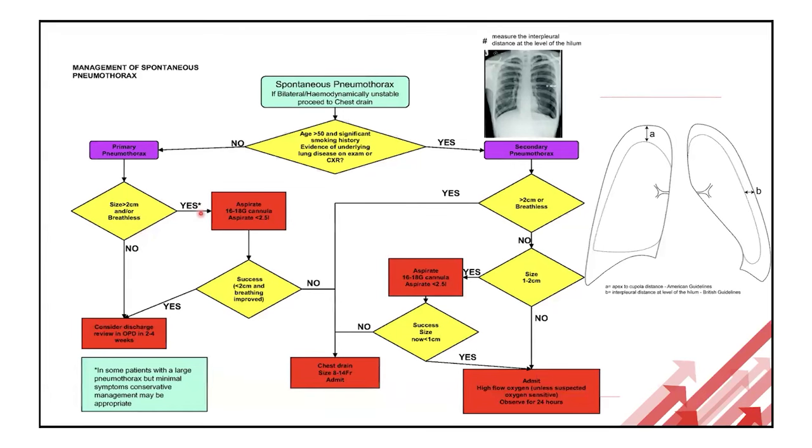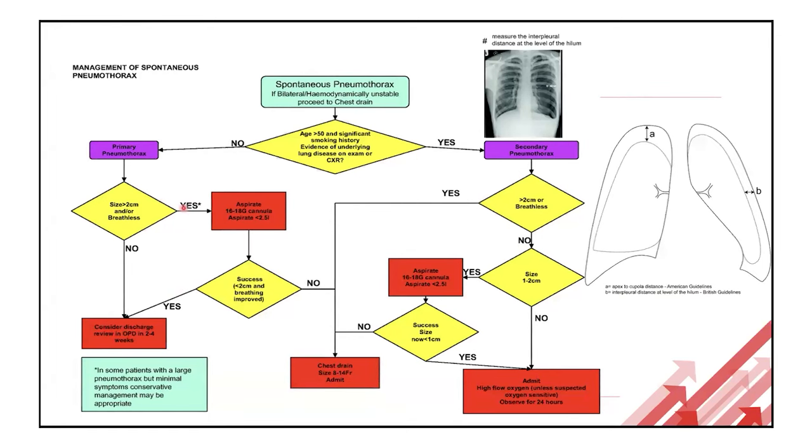So if the size is less than 2 centimeters and your patient is not breathless at all, you want to consider discharge and review your patient in the clinic in 2 to 4 weeks with a repeat chest x-ray, okay? This was the 2010 guidelines for spontaneous pneumothorax management, okay?